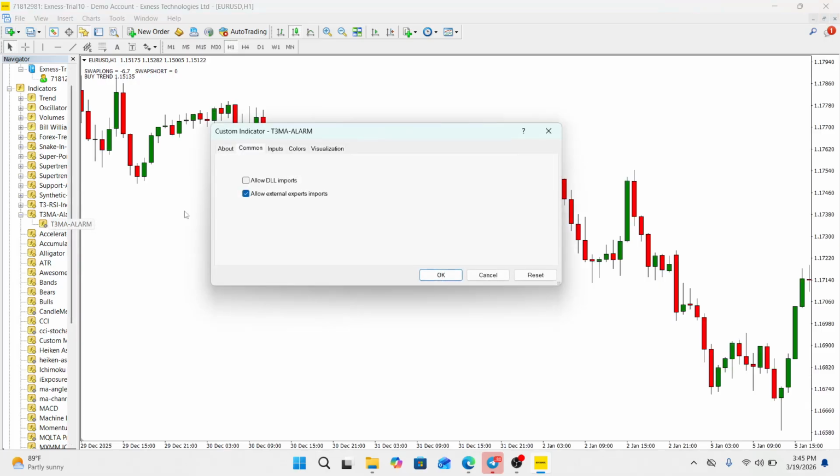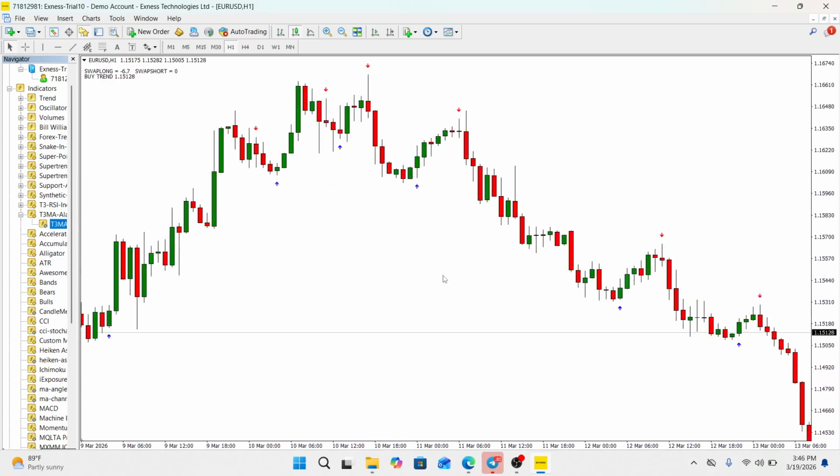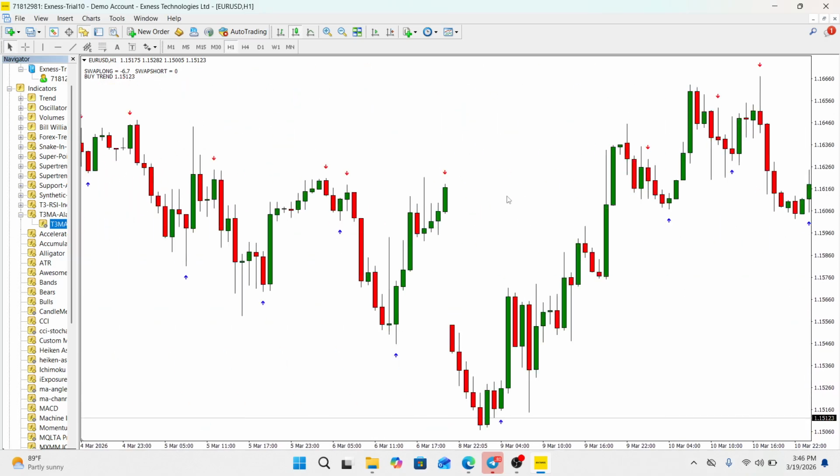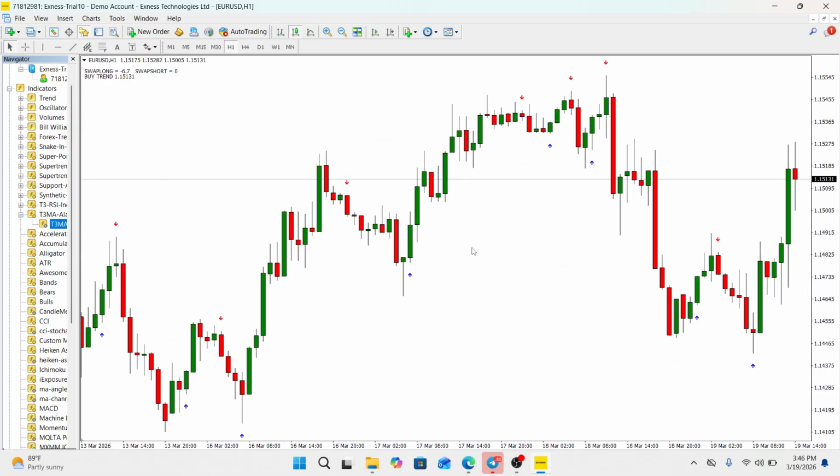At this point I'll load the indicator on the chart so you can see how it looks in real time. I'll just scroll back. Right, so we have it installed on the chart. As you can see, the T3MA Alarm Indicator plots or prints vivid red and blue arrows directly on the price chart when its conditions are met.